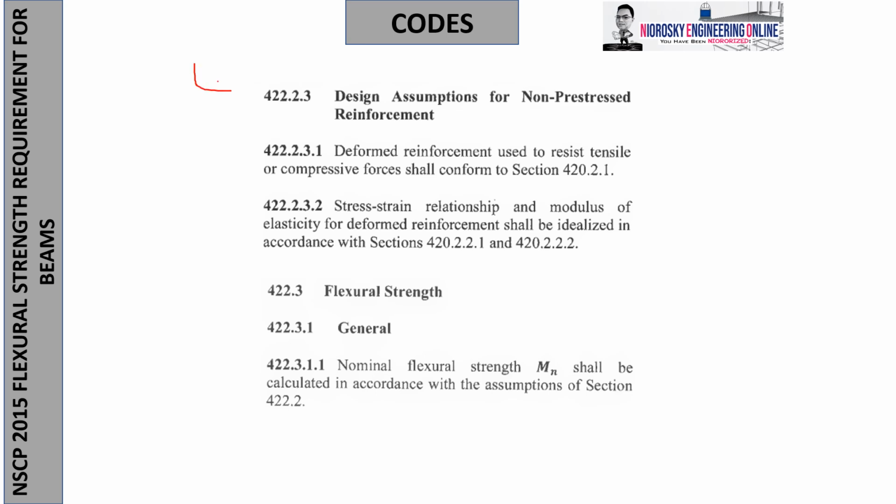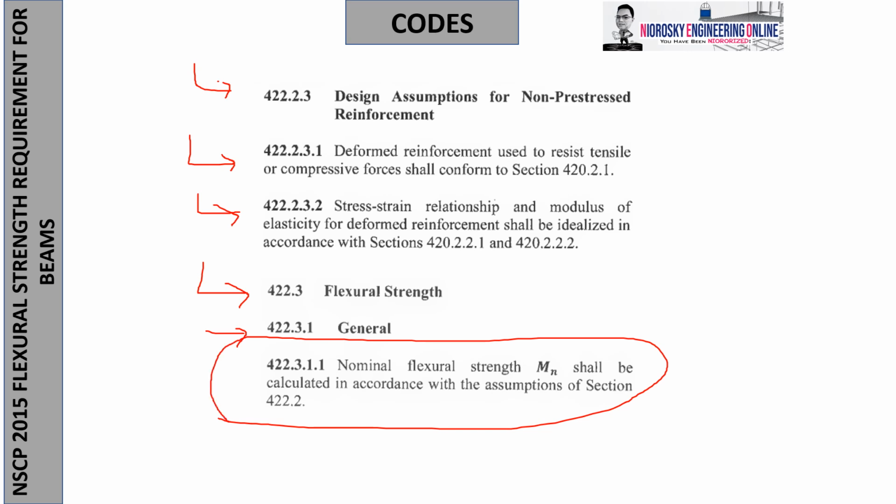Now, what are the design assumptions for non-prestressed reinforcement? Deformed reinforcement is what is given, and it is what we will use throughout the calculation. The stress-strain relationship is again idealized in accordance with 420.2.1 up to 420.2.2.2, which we discussed earlier. And for flexural strength, under general, remember it is nominal strength, meaning the raw moment condition, or the actual moment generated by the section. Remember that the moment we derived before is just T times d, or it can be the sum of C, since in compression there is concrete and also compression bars, times d. We said this is d perpendicular.